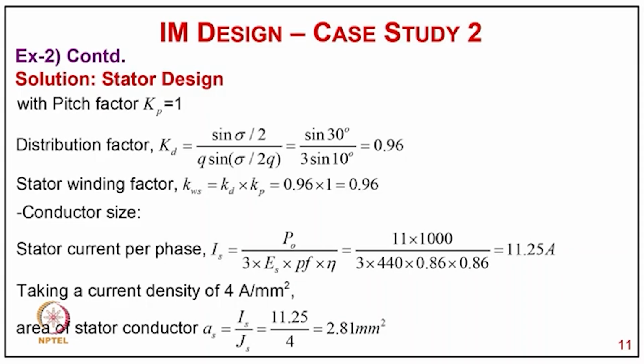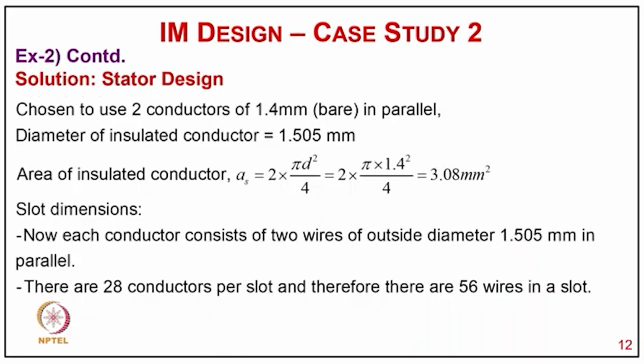And now conductor size. Stator current per phase is IS equal to P upon 3 into ES into PF into efficiency, so it comes 11.25 ampere, and taking current density of 4 ampere per millimeter square. So area of conductor is IS upon JS, 11.25 divided by 4, so it comes 2.81 millimeter square. Now chosen to use two conductors of 1.4 millimeter bare in parallel. So diameter of insulated conductor is 1.505 millimeter, and area of insulated conductor is AS equal to 2 pi d square by 4. Putting value, it comes 3.08 millimeter square.